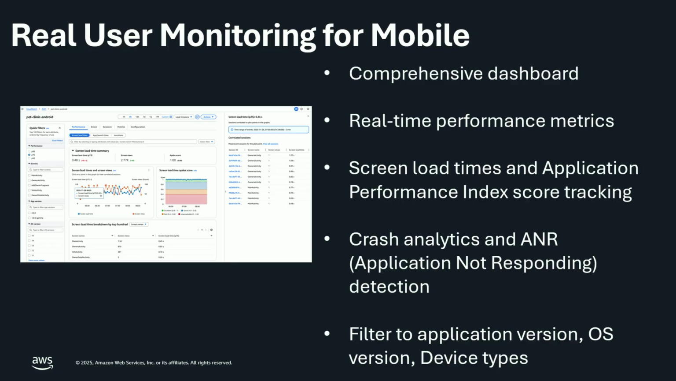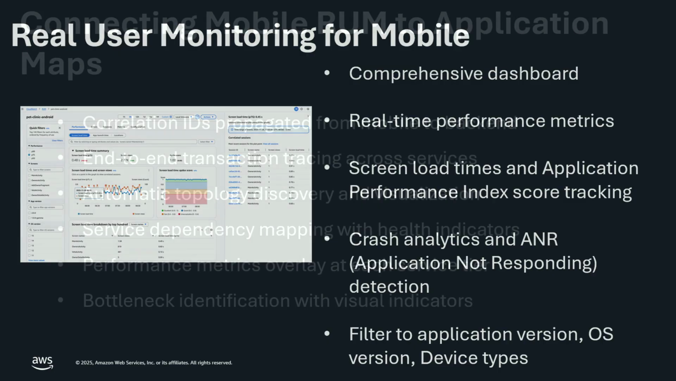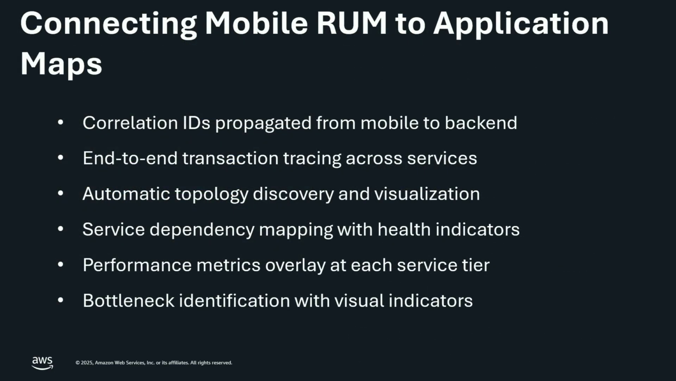So all that information, we are capturing it, and then it is available to you. So we talked about two different things, right? One is your services which are running in the backend, and the other world is real user monitoring, which could be web or mobile, right? How they are interconnected with each other. For that, we are using correlation IDs.